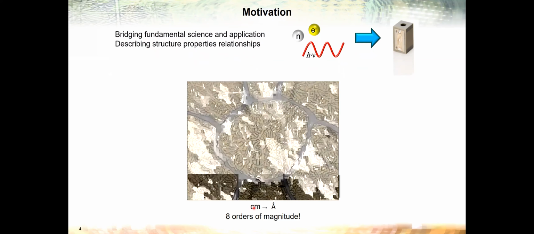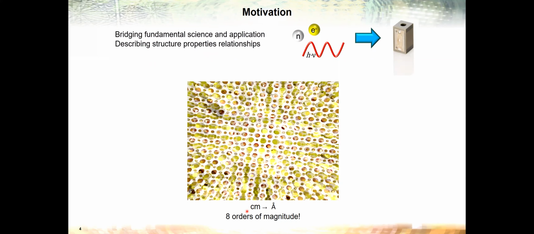So that's the basic motivation. We would like to bridge fundamental science and application. We use photons, neutrons or electrons to investigate the materials, and we try to describe the structure-property relationships. This means we go all the way from a macroscopic sample, in the range of centimeters or millimeters, down to the atomic scale. We have to bridge 8 orders of magnitude in order to describe the macroscopic properties and response. So how do we do it?